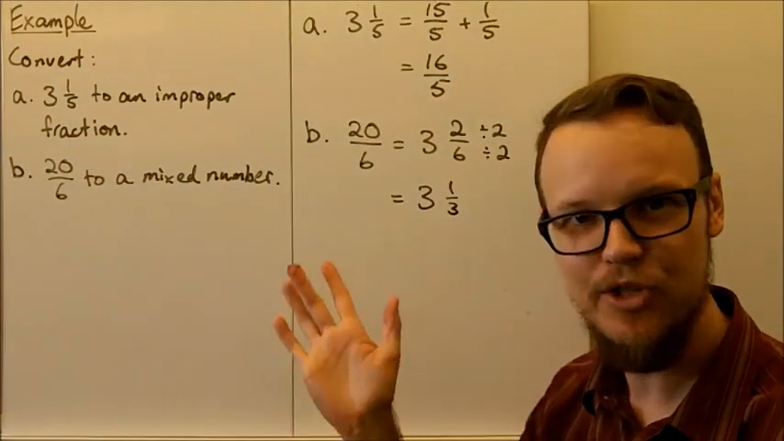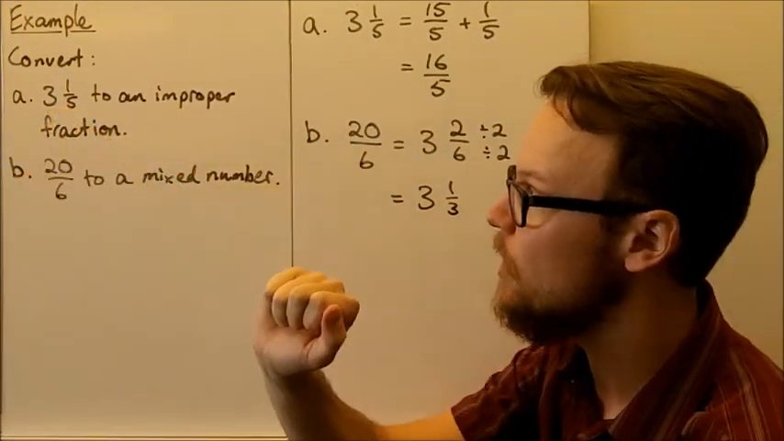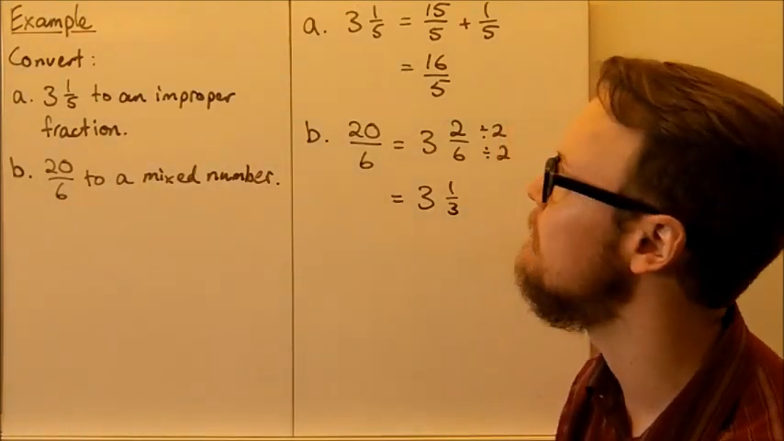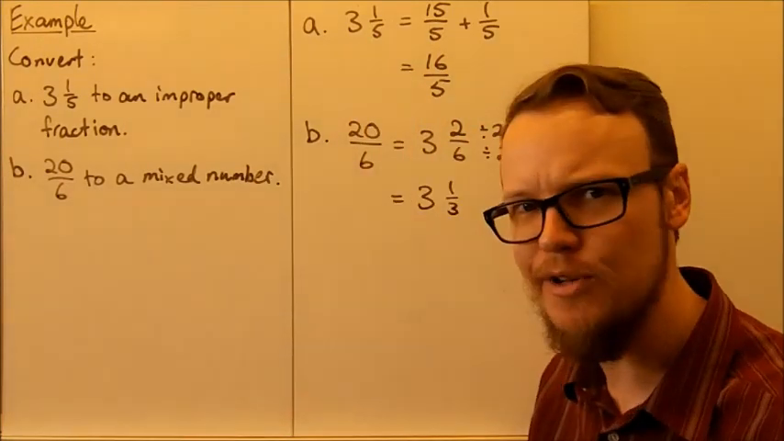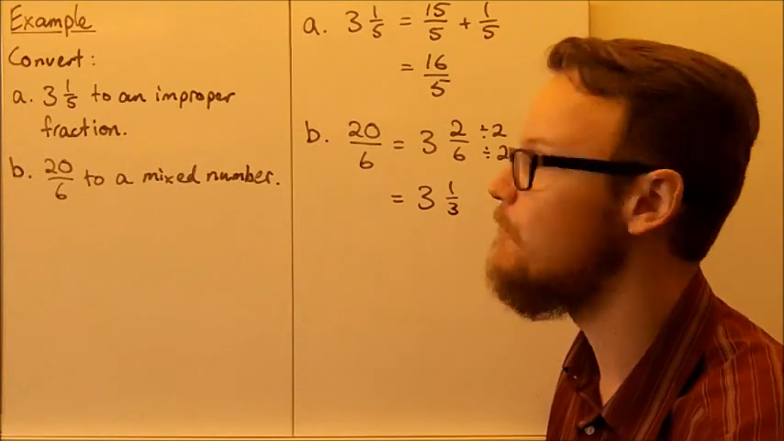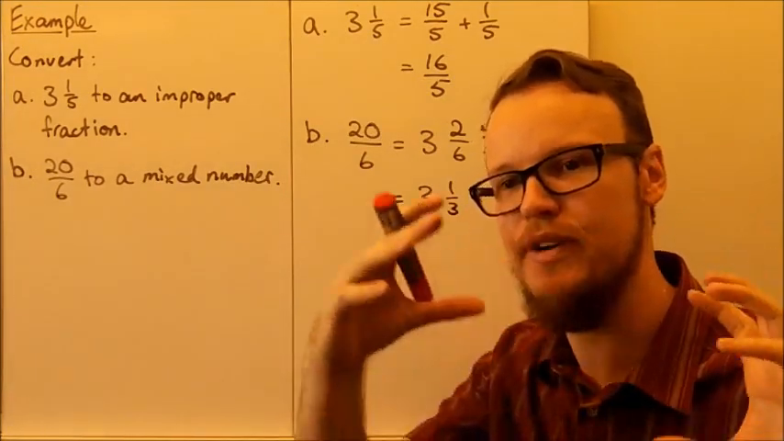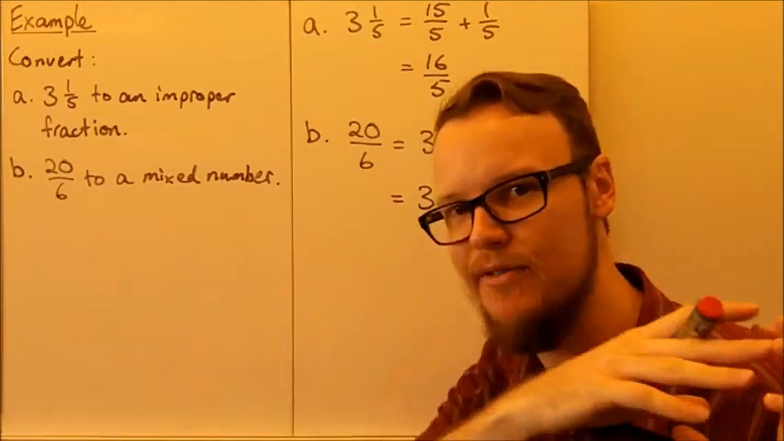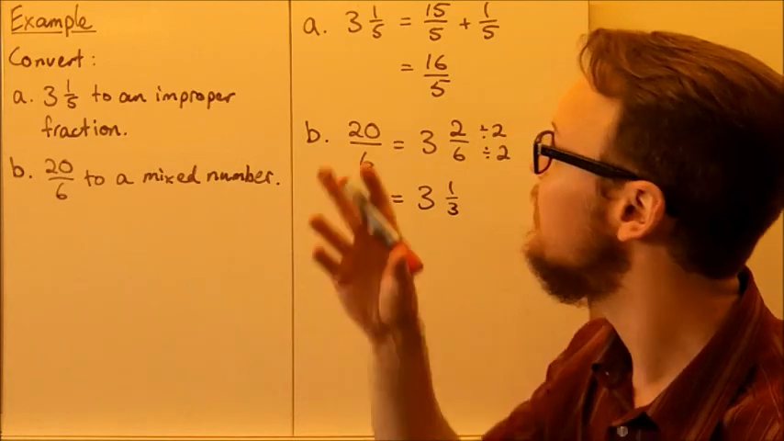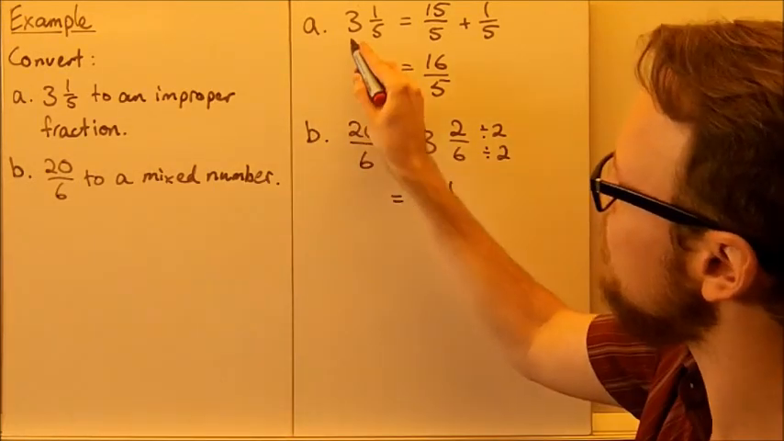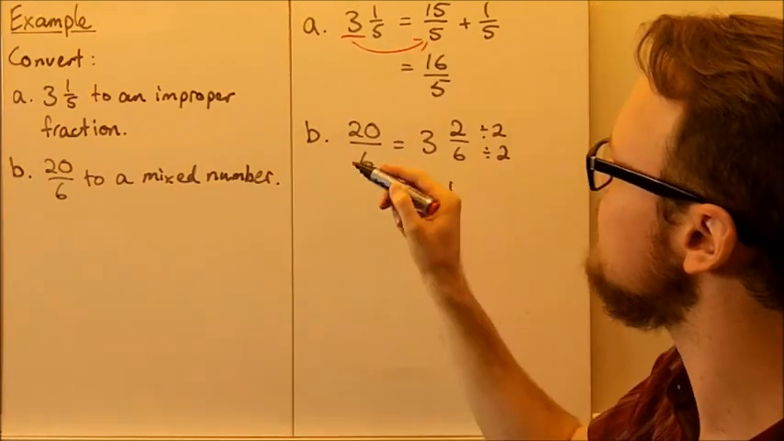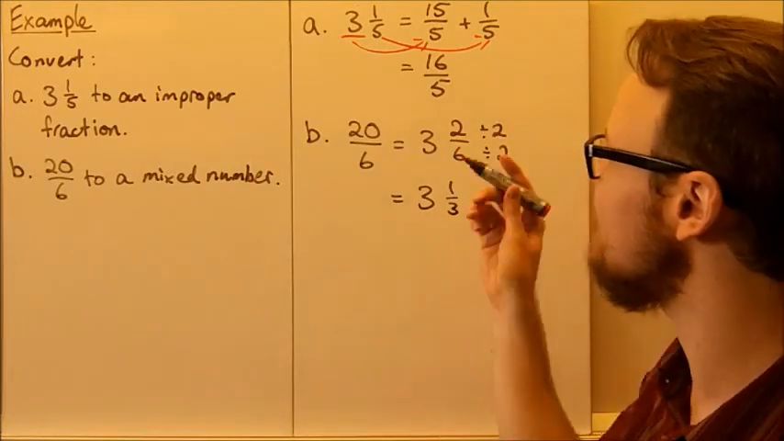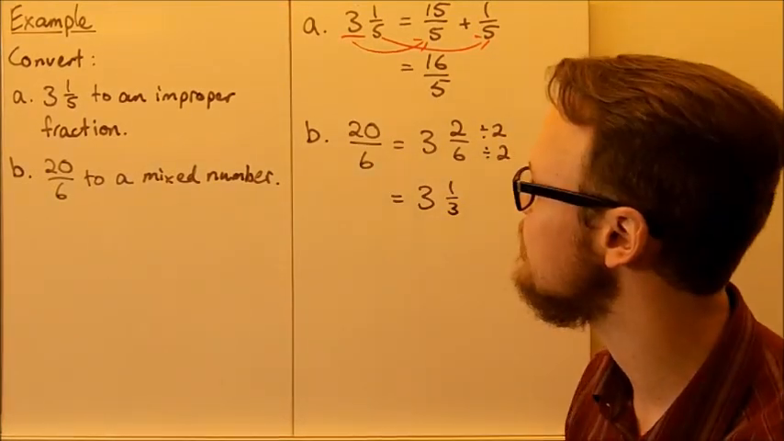So here we've got a couple of examples, to convert 3 1/5 to an improper fraction and to convert 20/6 to a mixed number. For 3 1/5, 3 whole values, if we were to divide those 3 whole values up into fifths, I'd have 15 fifths. 5 plus 5 plus 5, 5 times 3, 15 fifths. And then I've got an extra fifth left over. So I can add all of those fifths together and I've got 16 fifths.